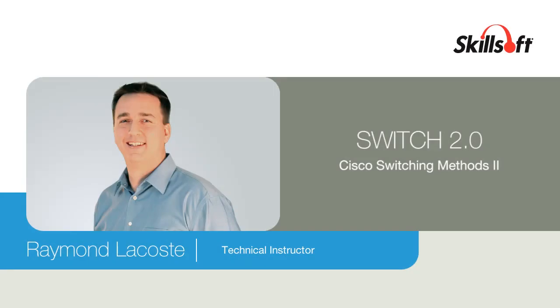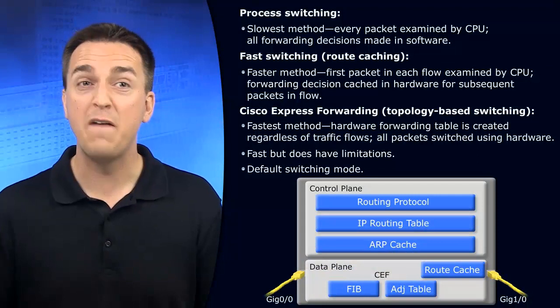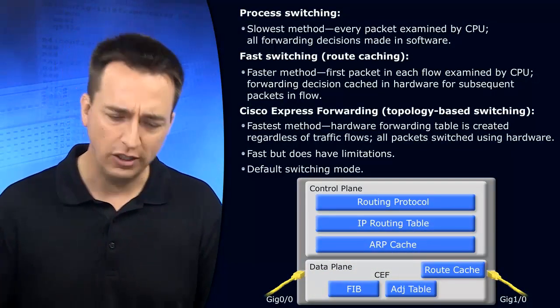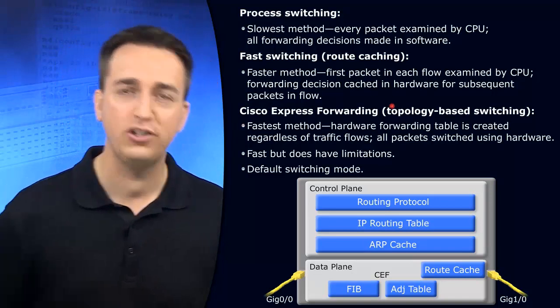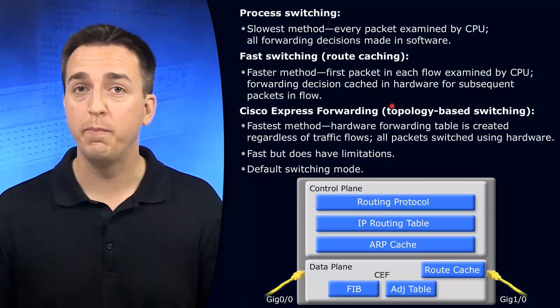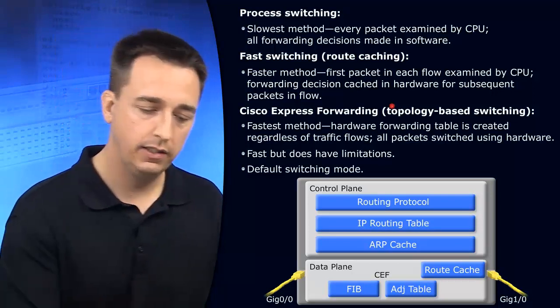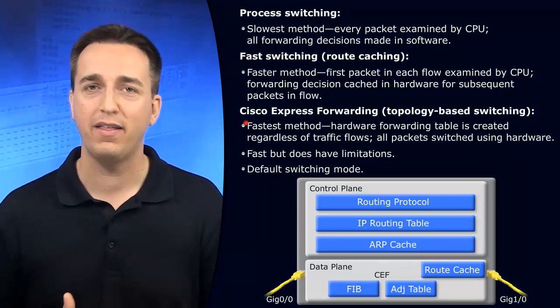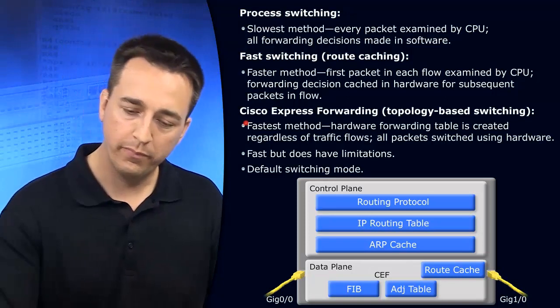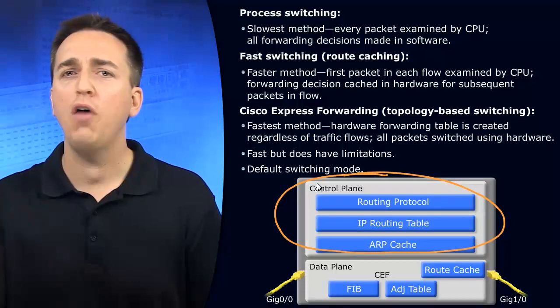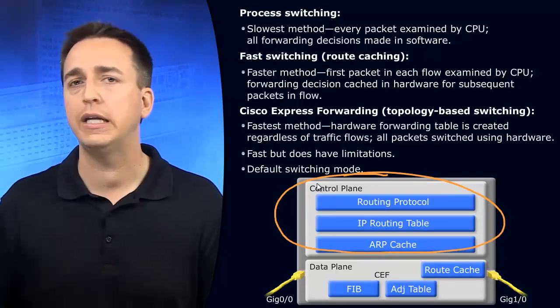Cisco Express Forwarding, the biggest, baddest, fastest switching method that we have available on our Catalyst switches. It's also known as topology-based switching, a term that is interchangeable with Cisco Express Forwarding. Keep that in mind. So what makes it the fastest method? Well, what is at the control plane? All the tables, all the information that is necessary to make forwarding decisions.